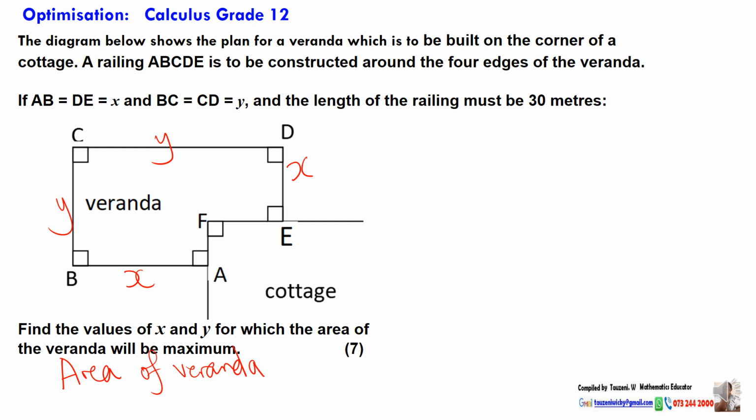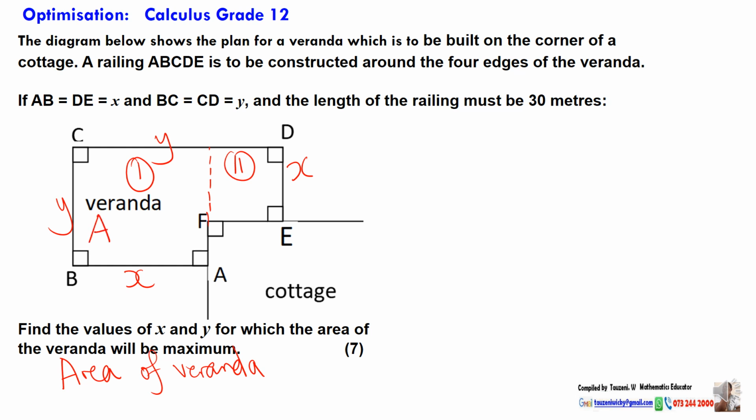In this case, I want to find the values of x that can ensure that we have the maximum area of the veranda. That means we must formulate an equation that represents the area of the veranda. If you look at the measurements that we have here, I have divided my shape into two. I'm going to find the area of this part plus the area of this part and add them to get the total area of the veranda. You may need to remember your grade 8, 9 measurements here.